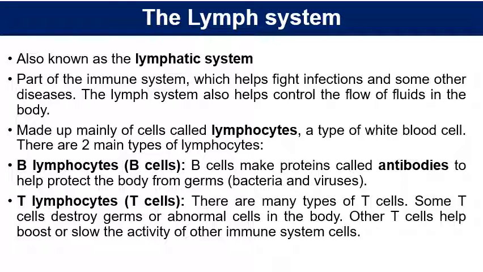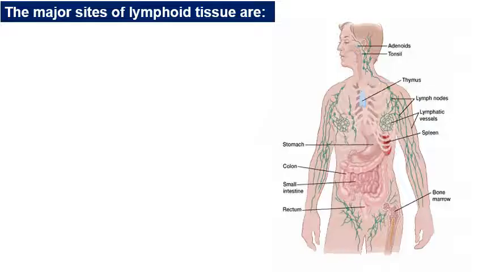And it is mainly made up of the cells called lymphocytes, a type of white blood cells. And again, it is divided into two types of WBCs. One is B lymphocytes or B cells, and T lymphocytes or T cells. So B cells make proteins called antibodies to help protect the body from germs, especially bacteria and viruses. And T lymphocytes or T cells, there are different types of T cells available, and some cells destroy the germs or abnormal cells in the body, and other T cells help boost or slow the activity of other immune system cells. And this is just a brief about the lymphatic system.